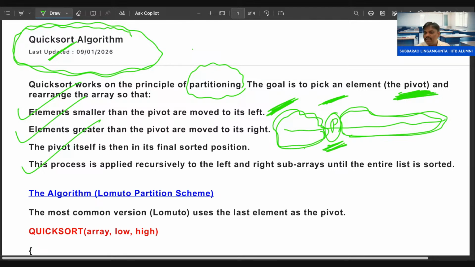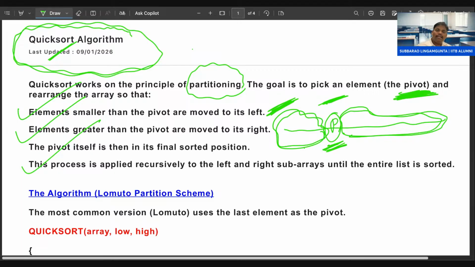Next one, how will it divide? Based on the pivot element. Based on the pivot element, you apply the partition. Then what will happen? Elements less than the pivot will go to the left-hand side, and elements greater than the pivot will go to the right-hand side.